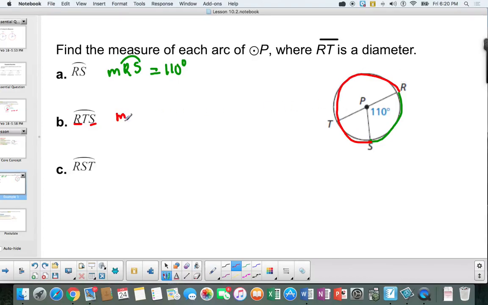So we write the measure of arc RTS, and that's going to be a major arc, and that's the leftover from 360, so that'll be 250 degrees. Next one is RST, and that's going to go from here to here, and you can see it's taking half the circle. We have to use 3 letters to show that, and that's going to be 180 degrees.